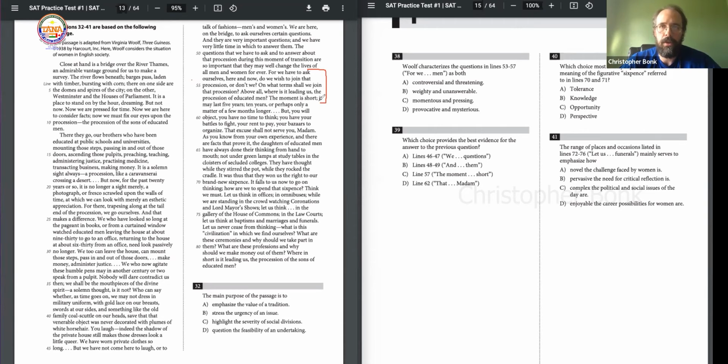So then as we go to 39, right, the evidence, well, how are we going to describe the questions? Let's see what those options have to say. So 46, 47, that says we are here on the bridge to ask ourselves certain questions. Great, but we don't really have any description of them, right? There's no firm description in those lines. That's something we could cross out. 48, 49, right after, there is a description. They are very important questions, and we have very little time in which to answer them. So, very important, very little time. Does that correspond with one of our answers? It does. So, very important, momentous, very little is pressing.